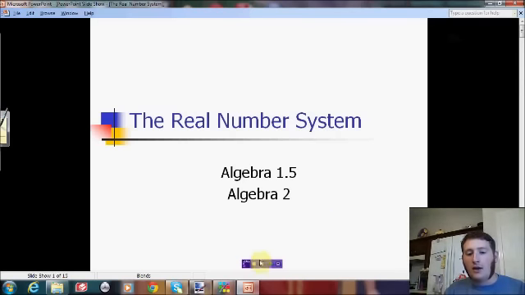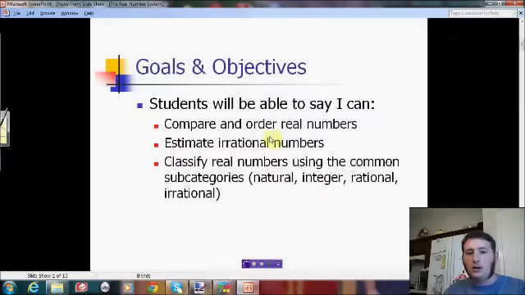What we have here is a lesson on the real number system and the different types of real numbers. In this lesson, we want to be able to compare and order real numbers, estimate irrational numbers, and of course, classify the different types of real numbers using words like natural, integer, rational, irrational.